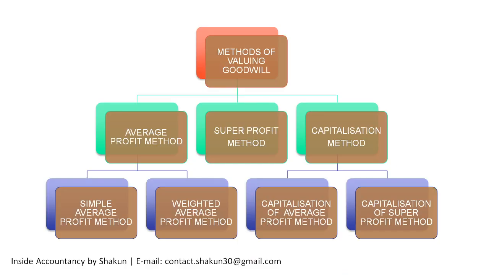The methods of valuing goodwill. There are various methods of valuing goodwill such as average profit method, super profit method, and capitalization method. I have already talked about the average profit method in my previous video. For details, you can click on the I button and you will find a link for my previous video. Today in this video, we'll be talking about the super profit method of calculating goodwill.